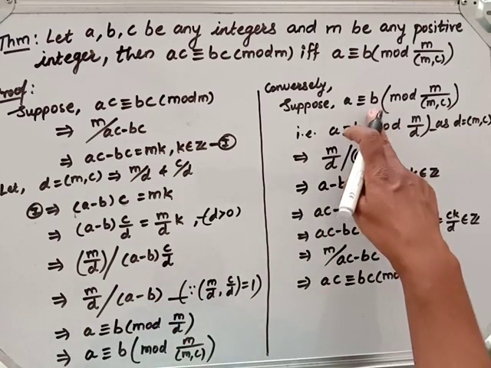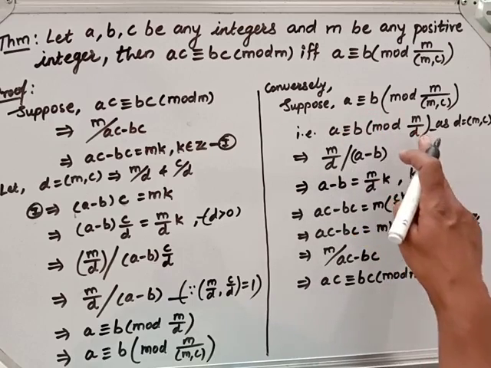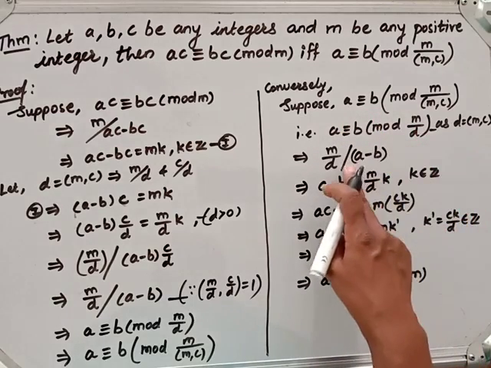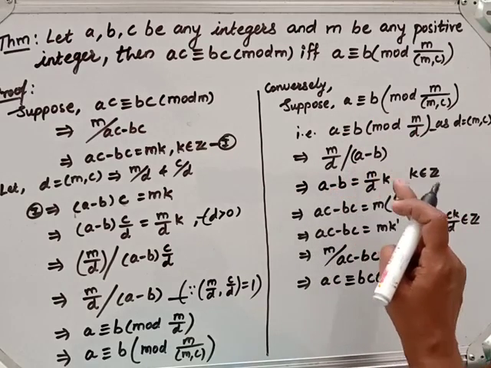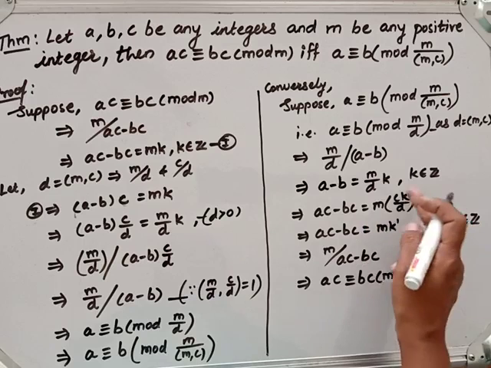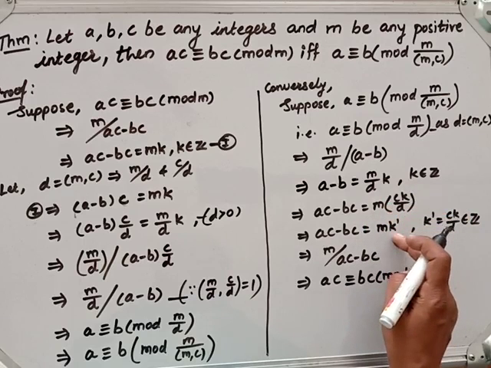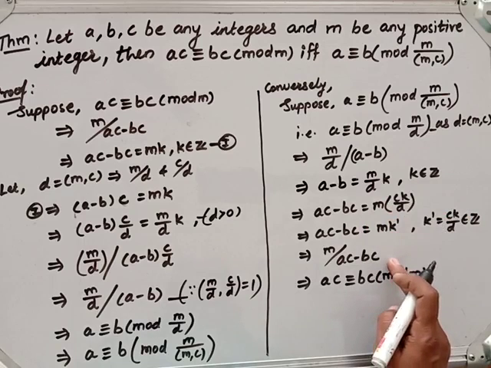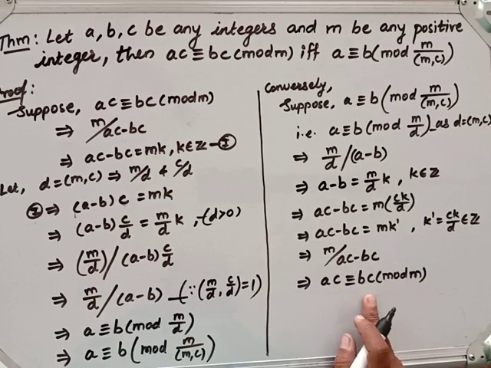So now in the converse part we have assumed this one. Again D is the GCD of M and C. So here the definition of congruence we have used, then definition of divisibility we have used, just we have multiplied by C. That is again another constant, another integer. So again by definition of divisibility we get this, and then by definition of congruence we get this. Fine. Now from this we observe two corollaries.